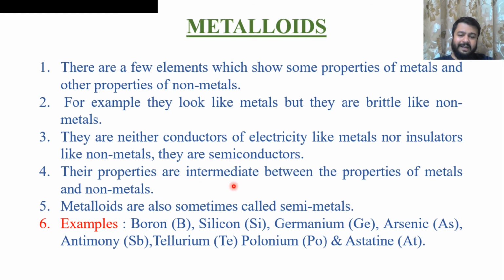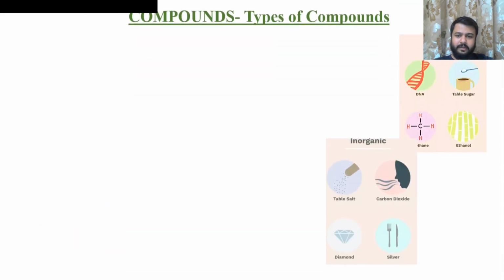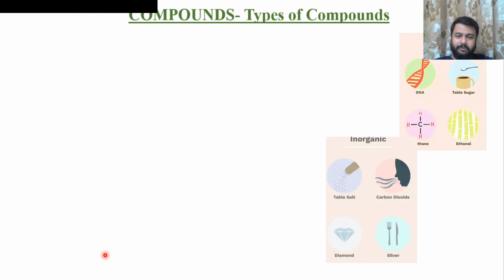Their properties are intermediate, I told you, they are in between the metals and non-metals. Their properties are intermediate between the properties of metals and non-metals. So metalloids are also sometimes known as semi-metals. Semi-metal, semiconductor and metalloid, all three names mean the same thing. Examples: we have boron, silicon, germanium, arsenic, astatine, polonium, tellurium and antimony. These are the examples of metalloids. So next is compounds. Types of compounds.